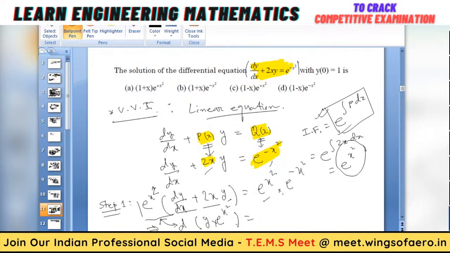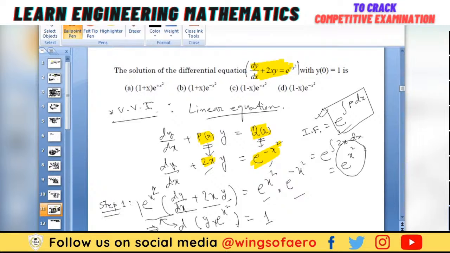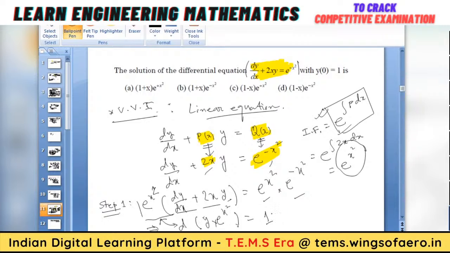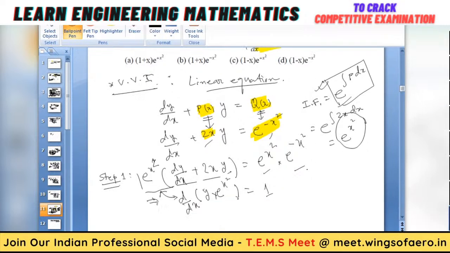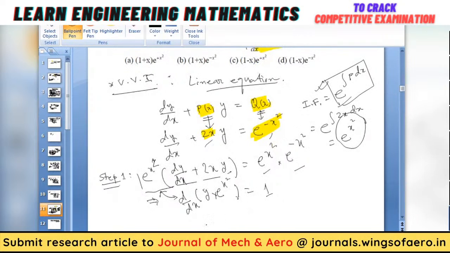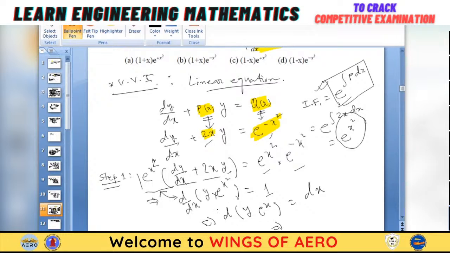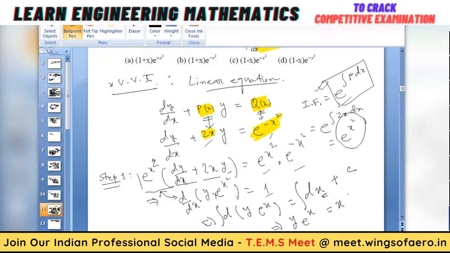Next, e to the power x square and e to the power minus x square becomes 1. Your task is done and there is nothing else. Now simply integrate both sides. This is d/dx of this one, so this implies d of y e to the power x is equal to dx. Just integration, both sides plus c. After integration, it will become y into e to the power x, and it will become only x plus c.